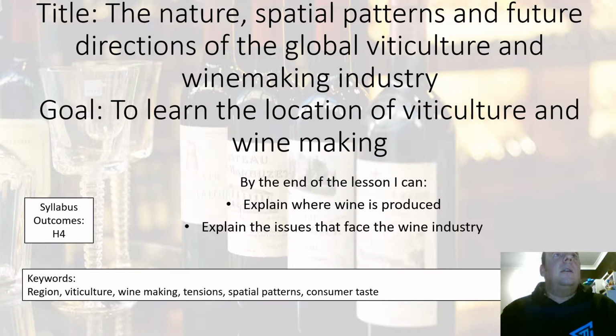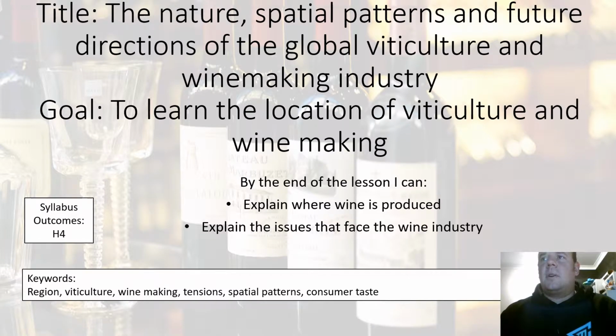This lesson is about the nature, spatial patterns and future directions of the global viticulture and winemaking industry. Today what I want you to be able to do is to learn the location of where wine is made. Hopefully by the end of the lesson you can explain where wine is produced and then explain some of the issues that face the wine industry today.